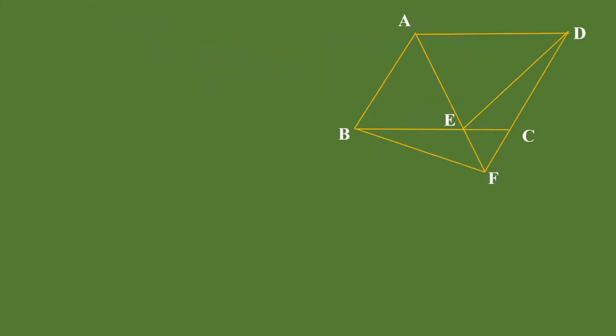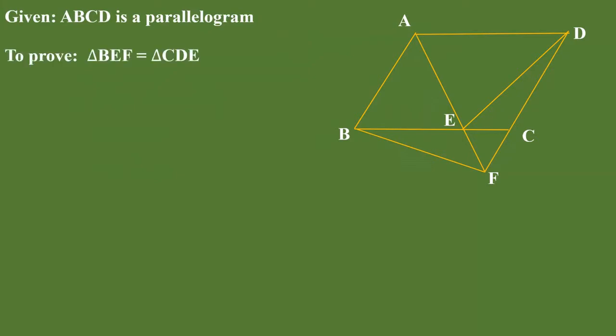Here you can see this figure. Now see what's given here, okay? ABCD is a parallelogram. We are given this parallelogram, and here we need to prove that triangle BEF is equal to triangle CDE. Okay, now just let me show you in the figure. These are the two triangles that we have to show are equal.